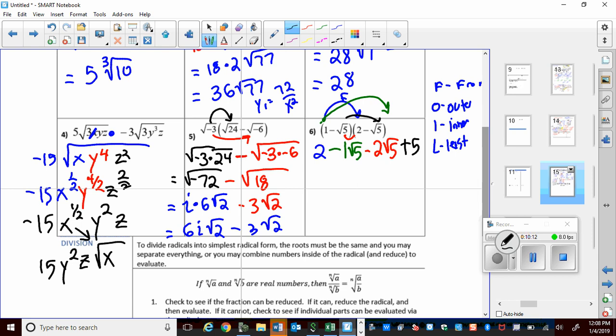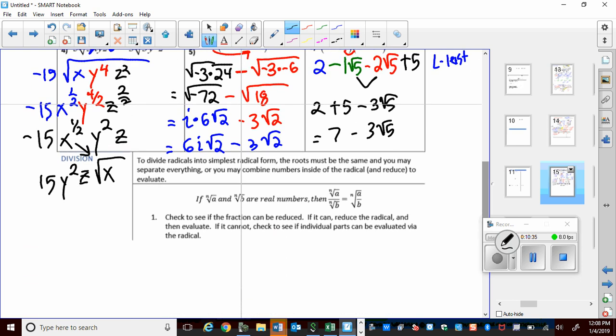Now, I'm combining my like terms here. I get 2 plus 5. And negative 1 minus 2, we're going to do this in the next unit. Negative 3 square root of 5. And my answer is 7 minus 3 square root of 5. So this is a next lesson type of thing right here. So no worries on that.